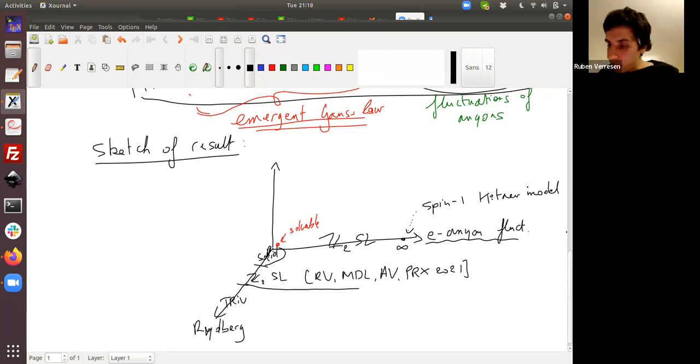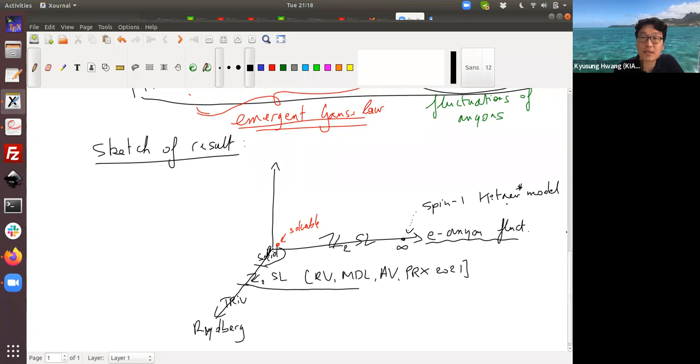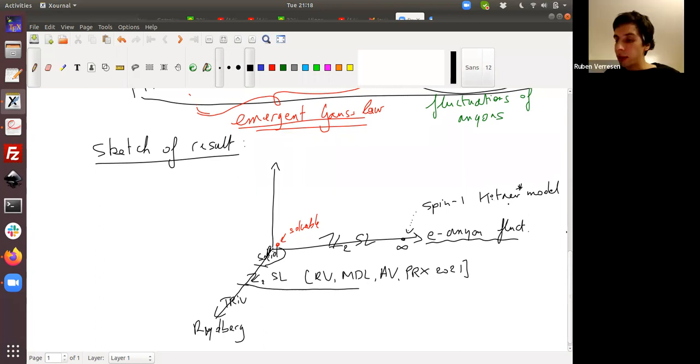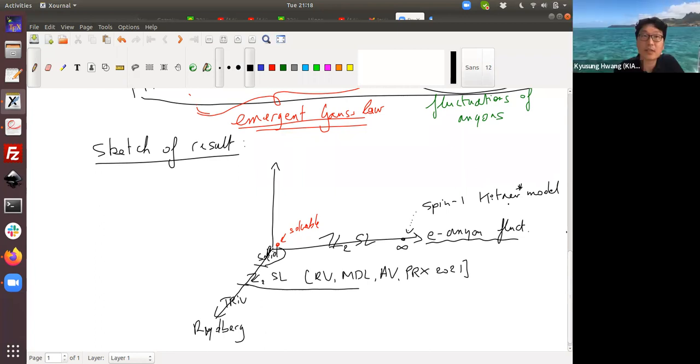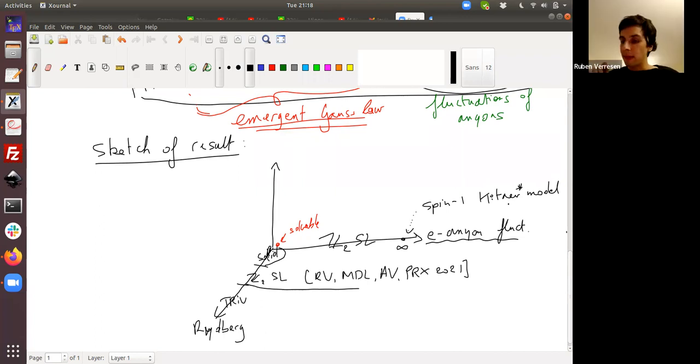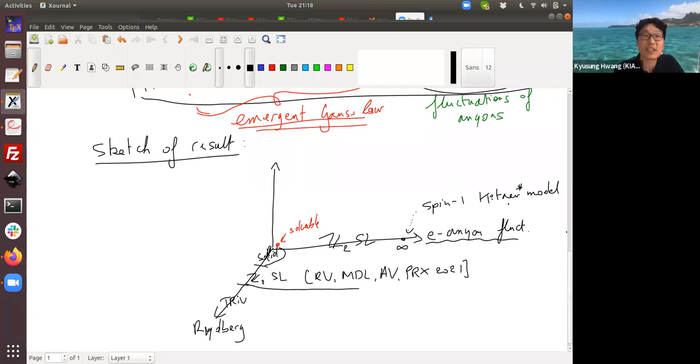Okay, good. Let me put a little asterisk here. It's a Kitaev type model. It turns out for spin 1, there are two possible Kitaev type models you can define, and it's actually opposite from the one that has been studied before. The usual spin 1 Kitaev model is a spin-spin interaction. But for spin 1, you can also consider quadrupole couplings.